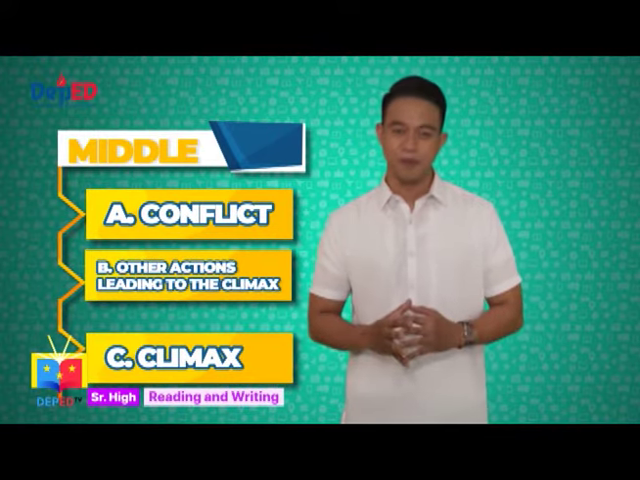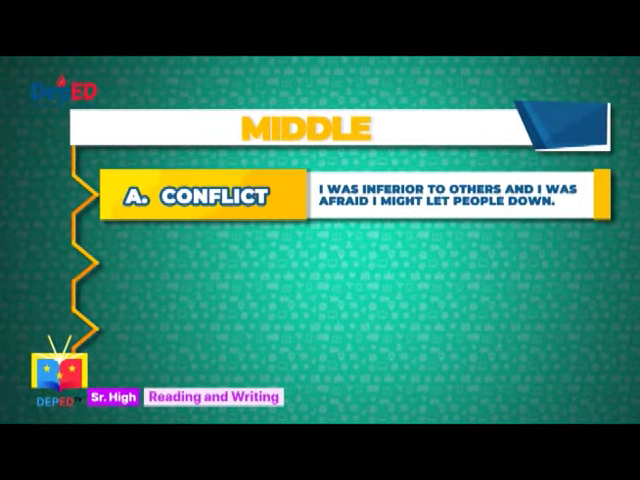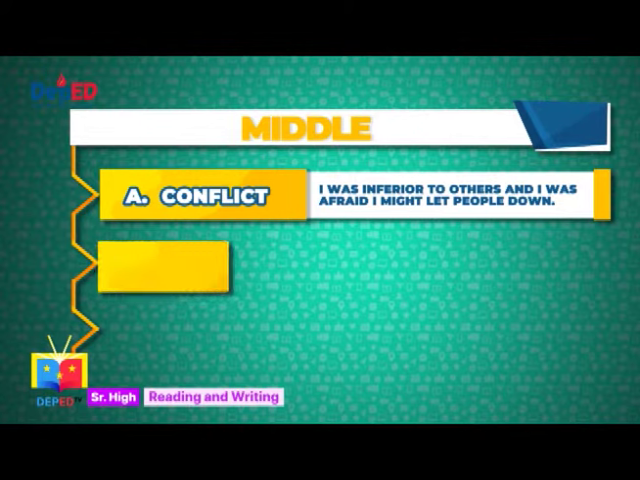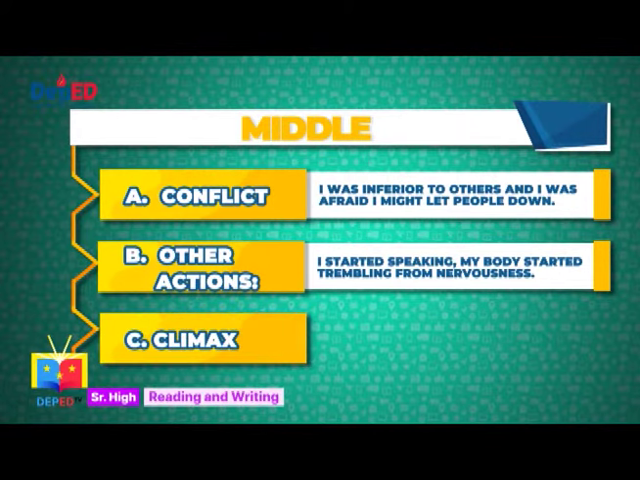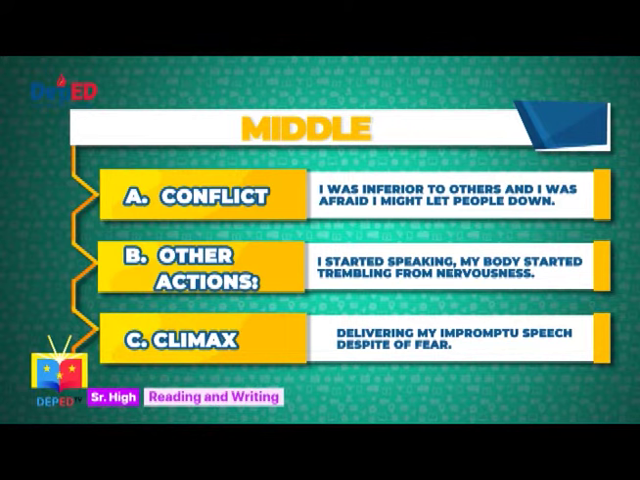Let's fill in the subpoints. My conflict is that I was inferior to others and I was afraid I might let people down. Do I have any other actions leading to the climax? Well, when I started speaking, my body started trembling from nervousness. I'll put that in other actions leading to the climax subpoint. The next subpoint, climax, delivering my impromptu speech despite fear. If you have more details you wish to add to help you remind of what to write in your middle paragraphs, you may add more subpoints.